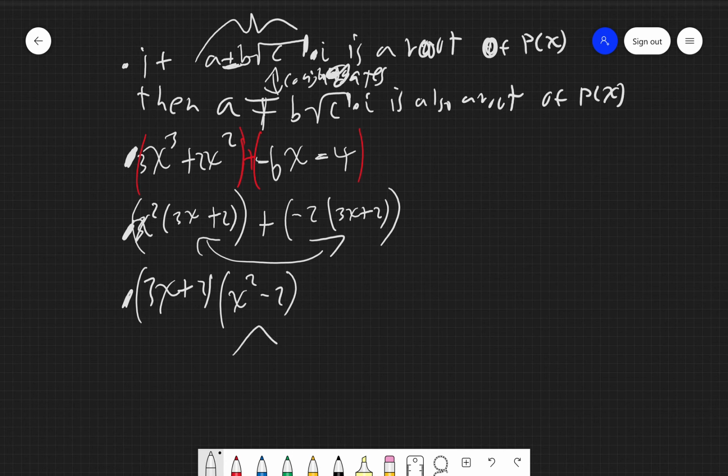We could factor this as x minus root 2 times x plus root 2. Hey, notice that we can go back to our first bullet point. x minus root 2 and x plus root 2, they're conjugates and they're both factors, because they must cancel out. The ugliness must cancel out into niceness. So now this is how we factor it. So this is factoring by grouping.